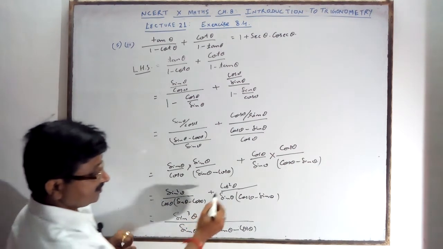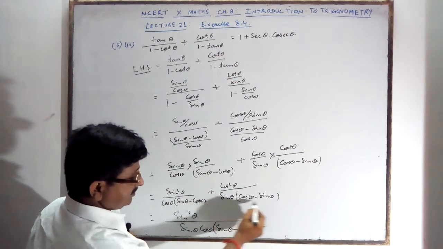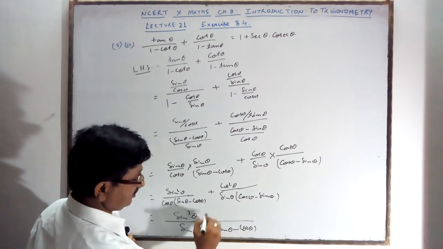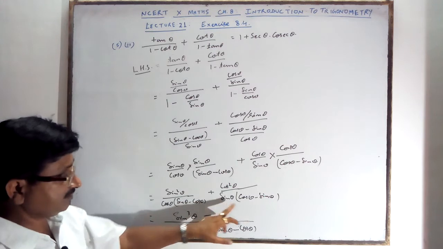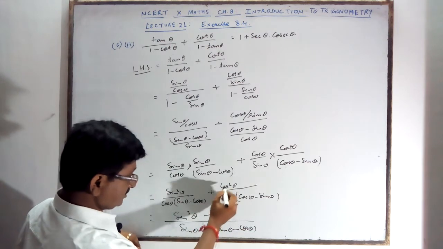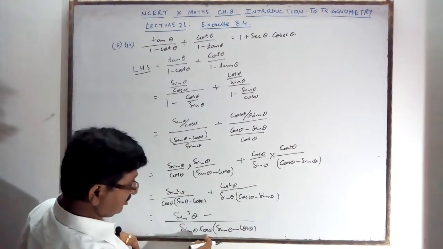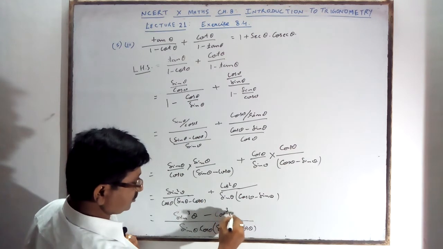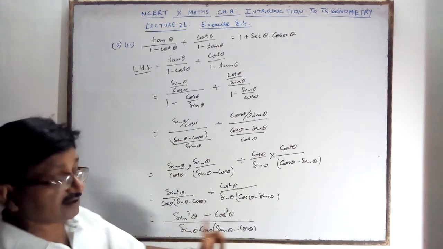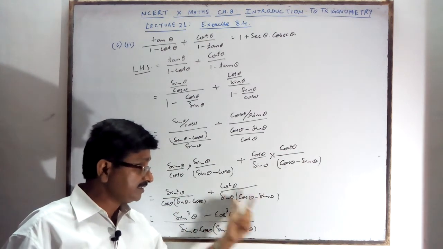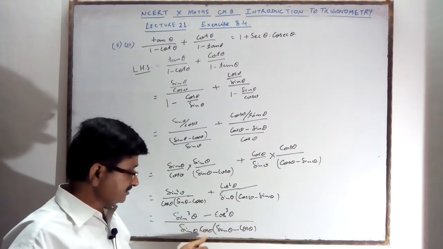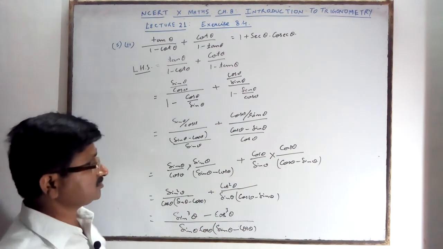Here what will you get? Cos square theta. Denominator you divide: sin cancels by sin, cos minus sin divided by sin minus cos, you get a minus. Minus sin you take common, then here sin minus cos. Then sin and sin cancel, cos will multiply here and you will get cos cube theta. It is a very important point. How will you divide? When minus is common, this minus will be at the place of plus. Sin cancels, cos into cos square gives you cos cube theta.